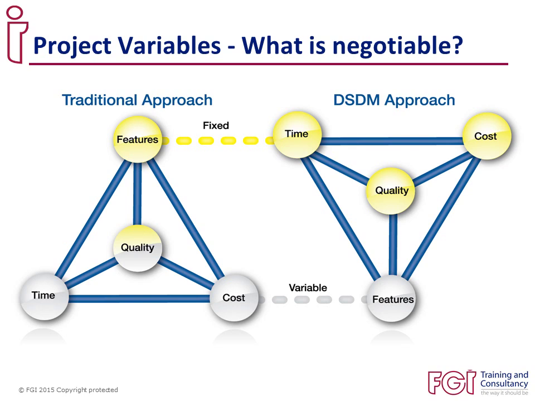The triangle on the right shows that if we follow DSDM, for example, the triangle gets turned on its head by making the features variable. Essentially, this means that as soon as we have something that works, we release it, so that benefit and return on investment can happen a lot sooner. It also means we can fix the other elements of time, cost, and quality, so we always deliver a working solution on time and to budget.